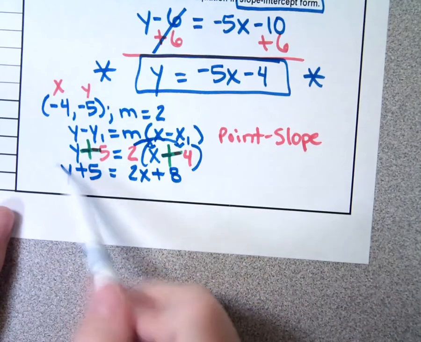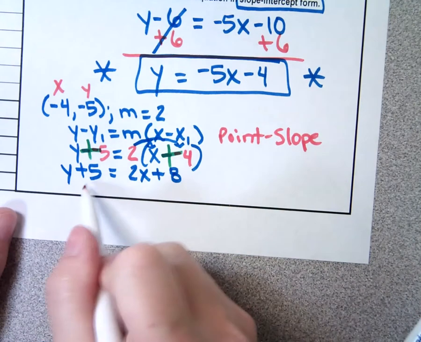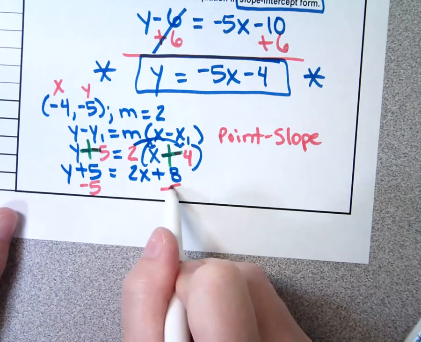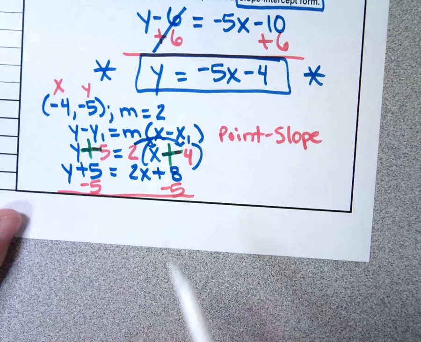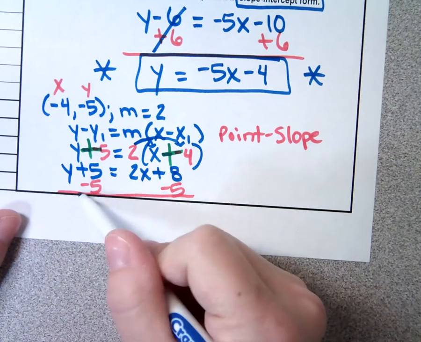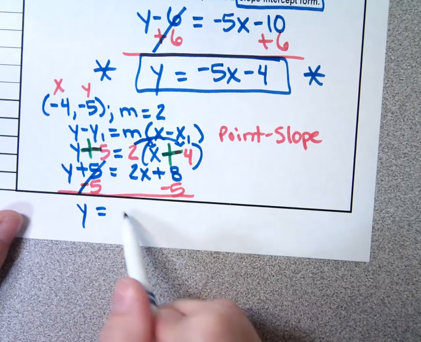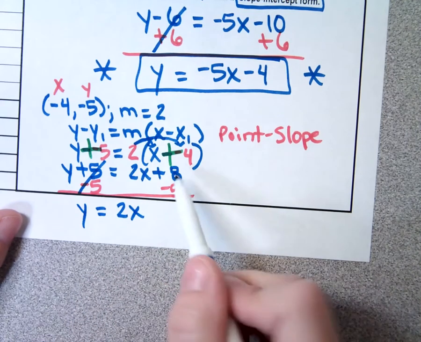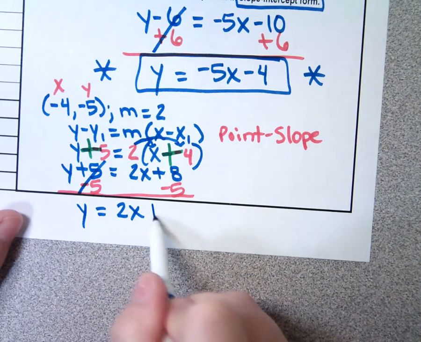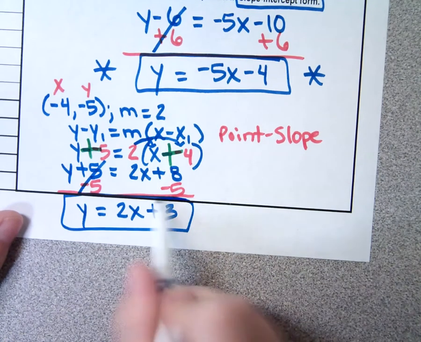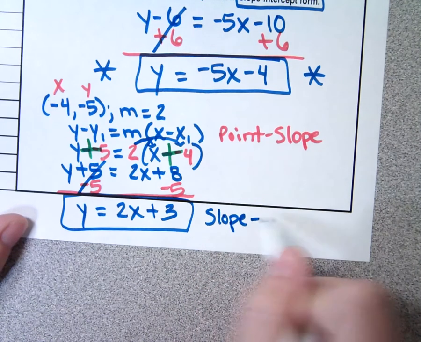Okay, to get y by itself, how do I move this plus 5? I'm going to subtract it. So I subtract 5 here, and I subtract 5 here. And then I just start dropping things down. 5 minus 5 is 0. That's gone. Bring down the y, bring down the equals, bring down the 2x. And then how much is positive 8 minus 5? A positive 3. And there's our answer in slope-intercept form.